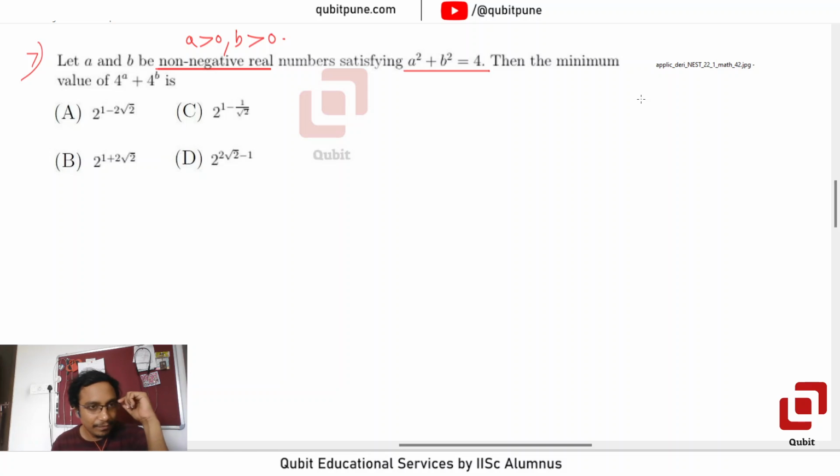Now I want to tell you a few things about this particular problem. This problem belongs to the category of problems which are called constrained optimization problems.